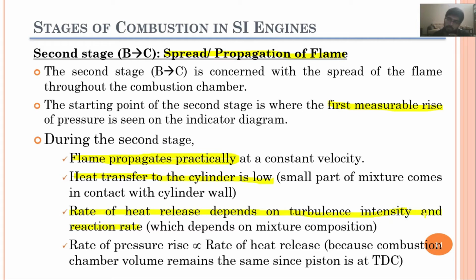As I mentioned earlier, turbulence plays a very important role, and turbulence depends upon the design of the combustion chamber. The amount of heat release also depends upon the turbulence. If we have increased turbulence intensity, then we will have better and more rapid combustion. And the rate of pressure rise here depends upon the amount of heat being released and utilized by the other unburned fuel-air molecules, so that they can combust as well.